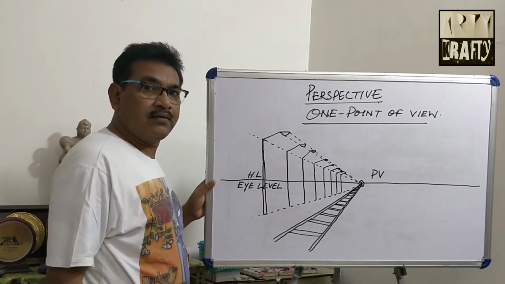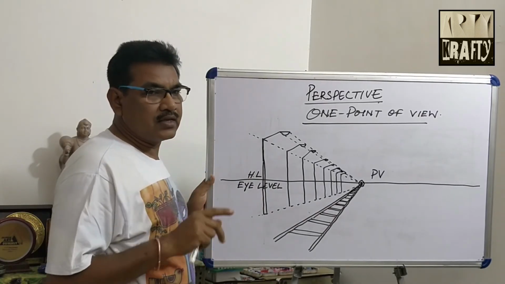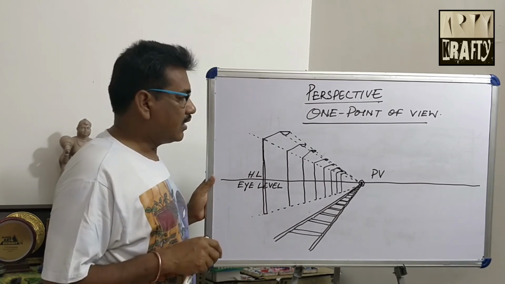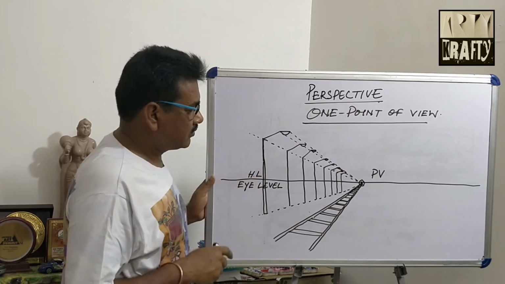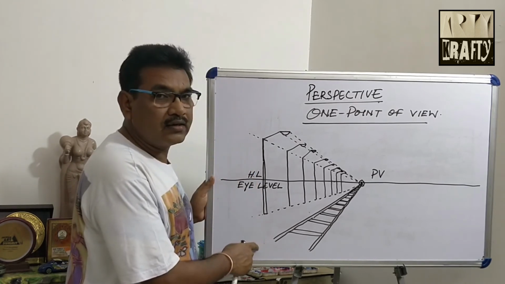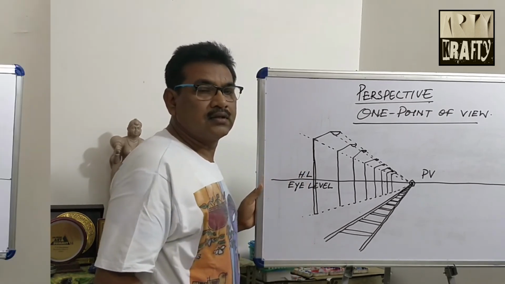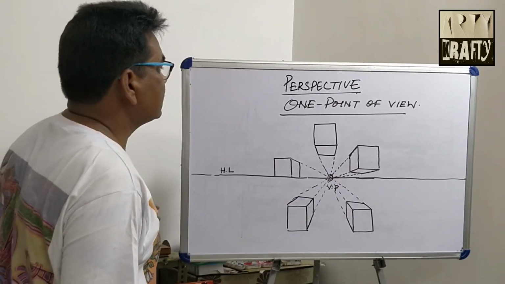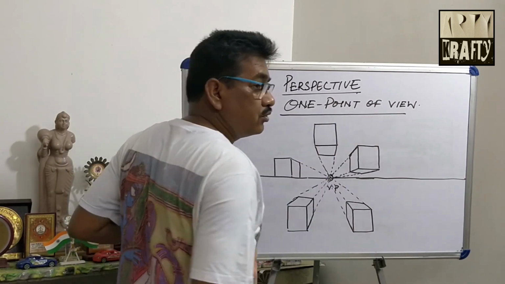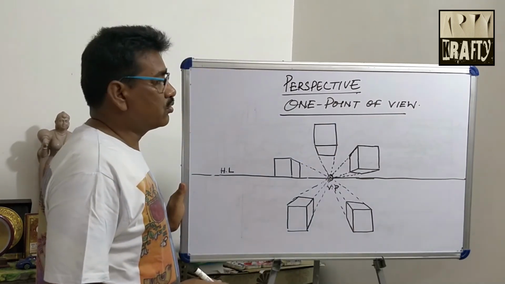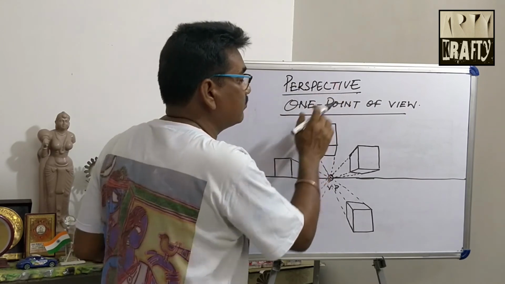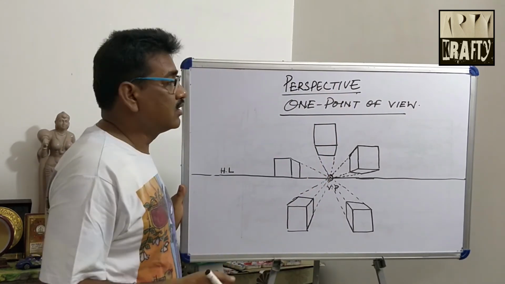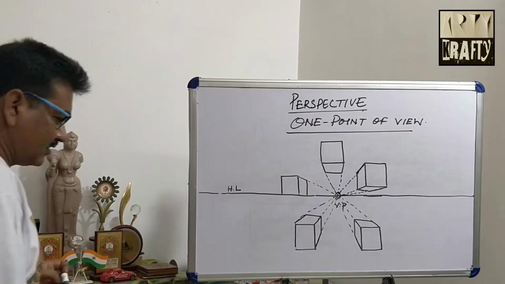So, we have seen two examples, one with the cubes and the other with light posts and railway track. This is all about one point of view. In the next episode, we will learn about perspective based on two points of view. And afterwards, three points of view also.